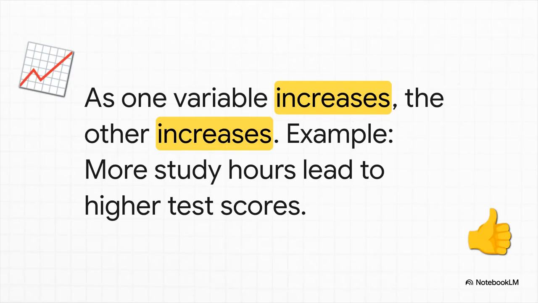Okay, so let's look at the different types. First, you've got a positive correlation. This one's easy. It's when both things are moving in the same direction. As one goes up, the other one goes up too. The classic example is studying and test scores. Now, it's not a perfect guarantee, but usually the more hours you pour into studying, the higher your grade is going to be. They rise together.